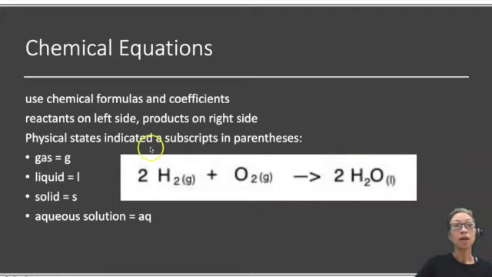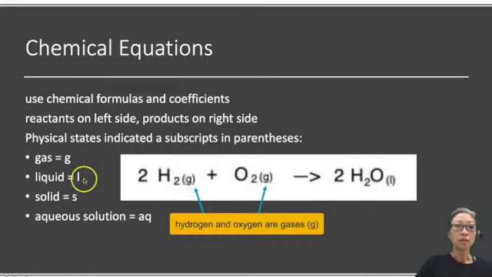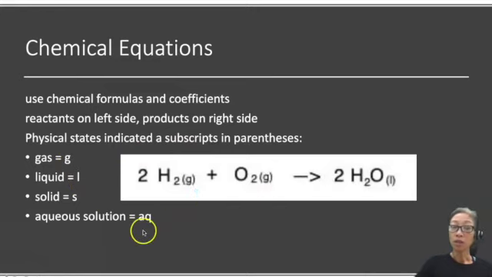And then we're going to add physical states. And those are subscripts. That's the small lowered letter. And those are in parentheses that indicate the physical state of each compound in the reaction. So a gas, a liquid, a solid, and we're going to add what's called an aqueous solution. So this is something that is dissolved in water, and it looks like water. So water is the physical state L.